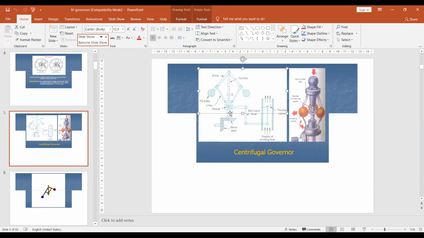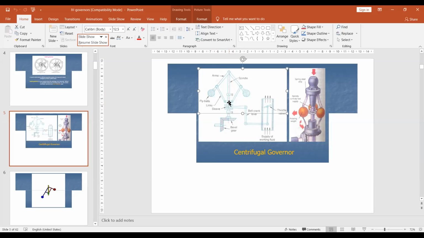The main function is this: when the fly balls produce more centrifugal force, that means they move away from the spindle axis, and they produce higher centrifugal force. Then the sleeve will move upward.